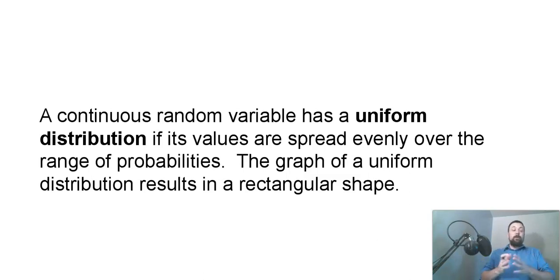And for a uniform distribution, the math is a little bit easier than what we're going to have to do for the normal distribution. A continuous random variable has a uniform distribution if its values are spread evenly over the range of probabilities. The graph of a uniform distribution results in a rectangular shape.